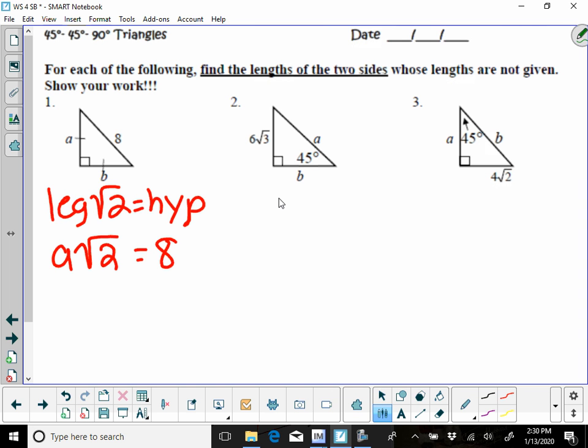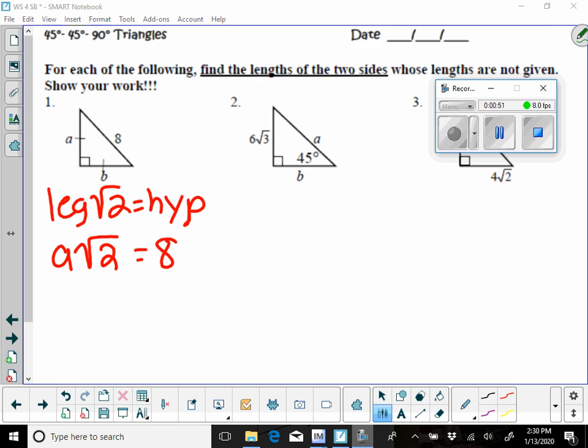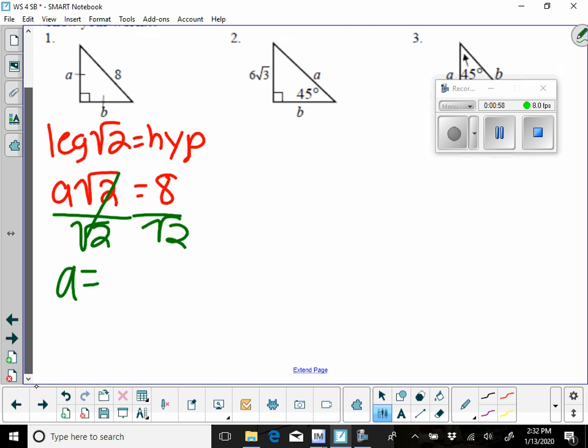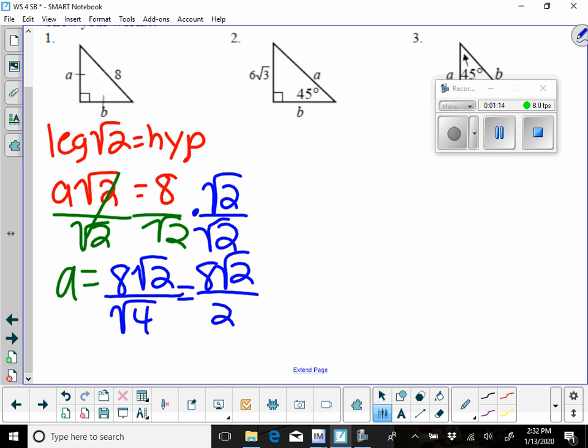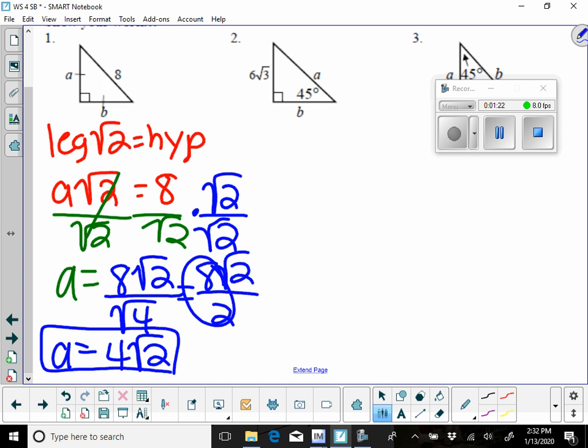The first step here is going to be to divide by the square root of 2. Remember you cannot have a radical on the bottom, so we're going to multiply by the royal 1, or the fancy 1, the square root of 2 over the square root of 2. So the top becomes 8 square root of 2, and the bottom, square root of 4, is 2. That's 8 square root of 2 over 2. For your final answer, you reduce 8 over 2, which gives you 4 square root of 2. So that's for A.